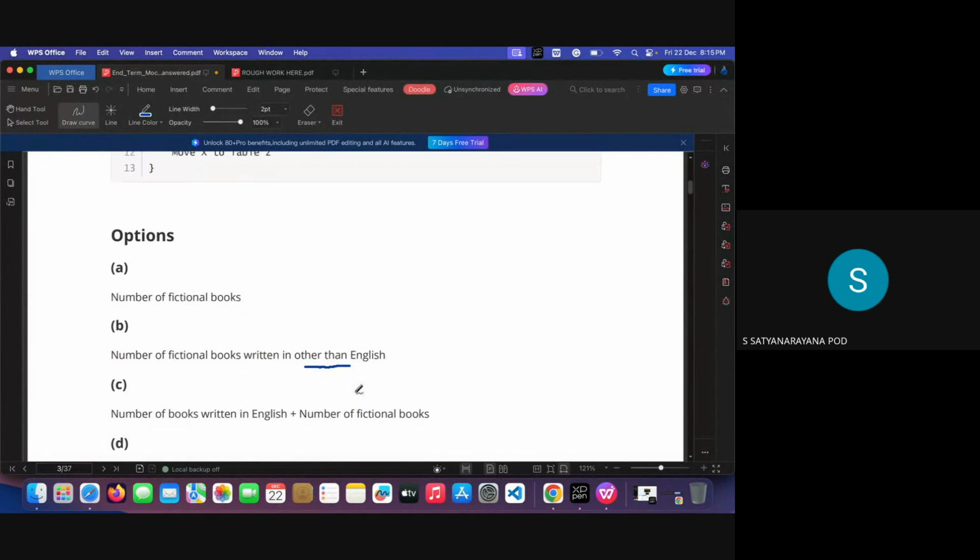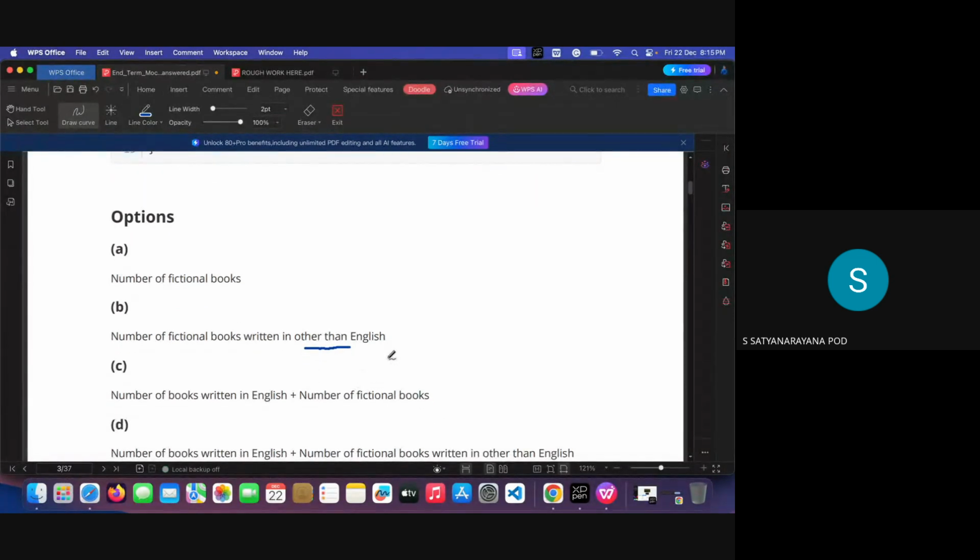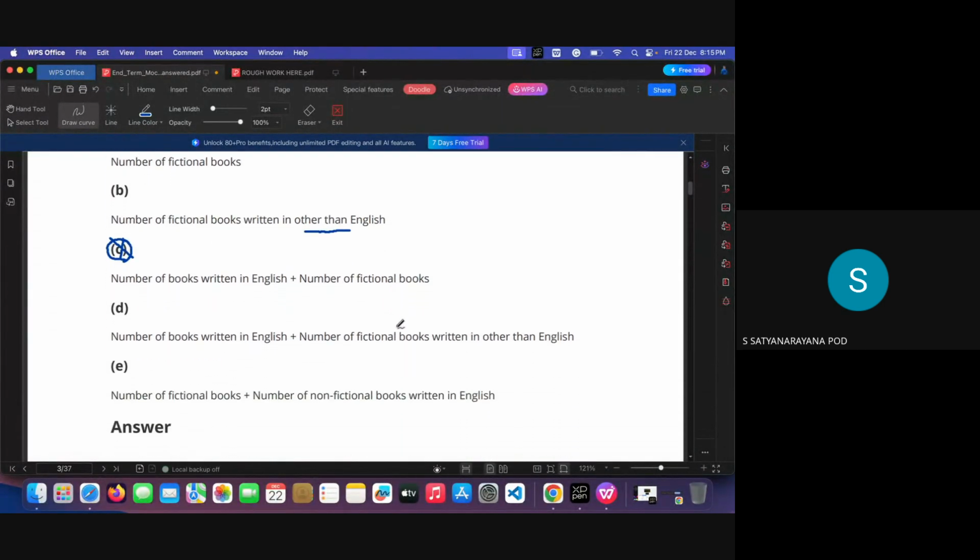Let me see what is written in the third one. Number of books written in English plus number of... no, it's not. This is incorrect, because it is not so accurate. Option A is not so accurate because they have not considered language. B considers the fiction genre as well as other than English. And D, number of books written in English, is impossible.